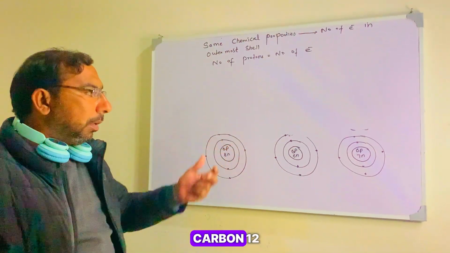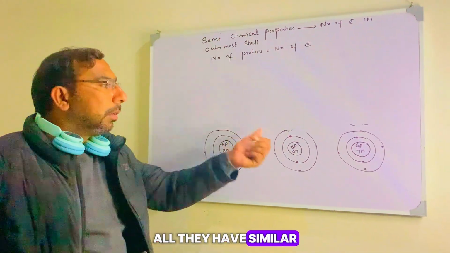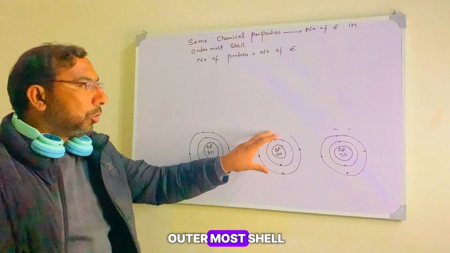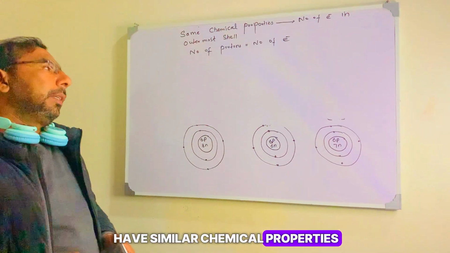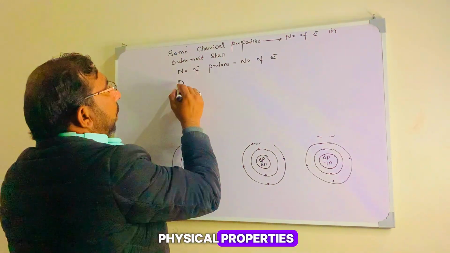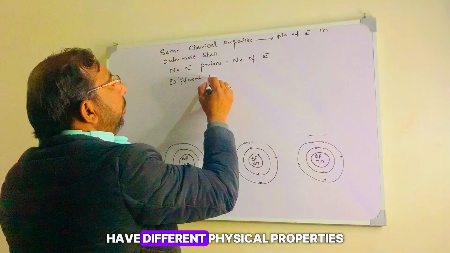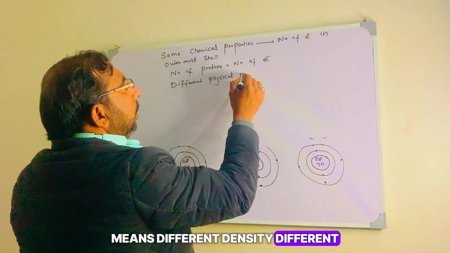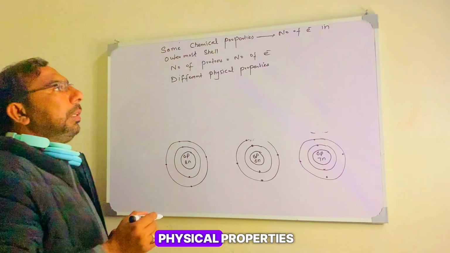Like in our example, carbon 12, carbon 13, carbon 14, all have a similar number of electrons, like 6 or 4, which are present in the outermost shell. That's why all these have similar chemical properties. And secondly, they have different physical properties. All the isotopes of an element have different physical properties, meaning different density, different melting point, different boiling point. Why do they have different physical properties?